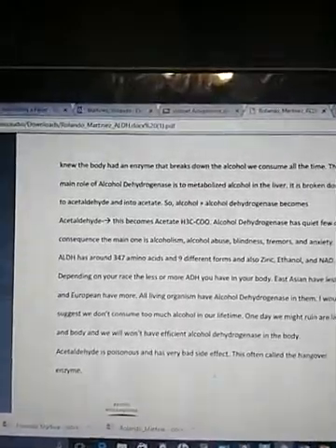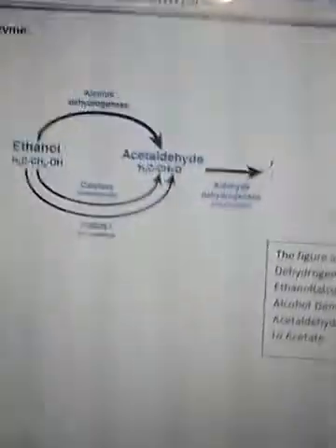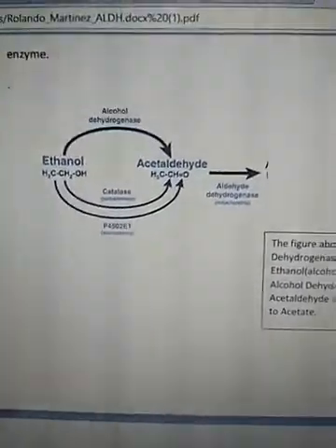All living organisms have alcohol dehydrogenase in them. I would suggest we don't consume too much alcohol in our lifetime. One day we might ruin our liver and body, and we won't have enough efficient alcohol dehydrogenase in the body. Acetaldehyde is a poison and it's very bad for your body. This is often called the hangover enzyme because of the effects you go through. Here's a little figure of the process it goes through.